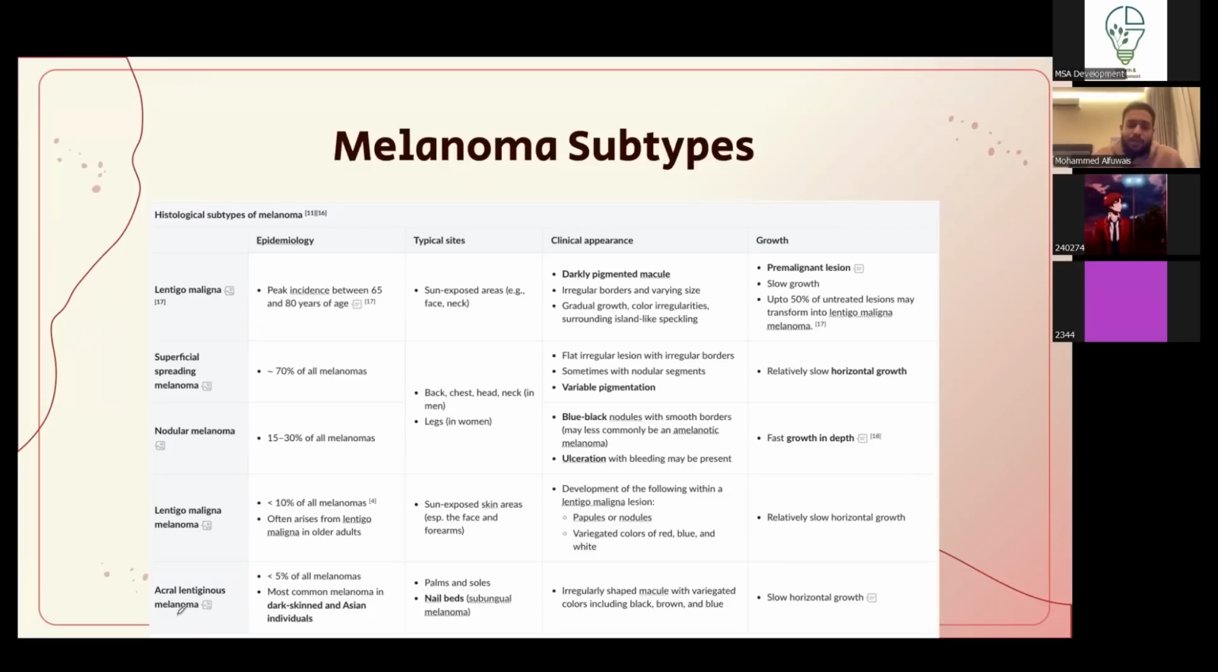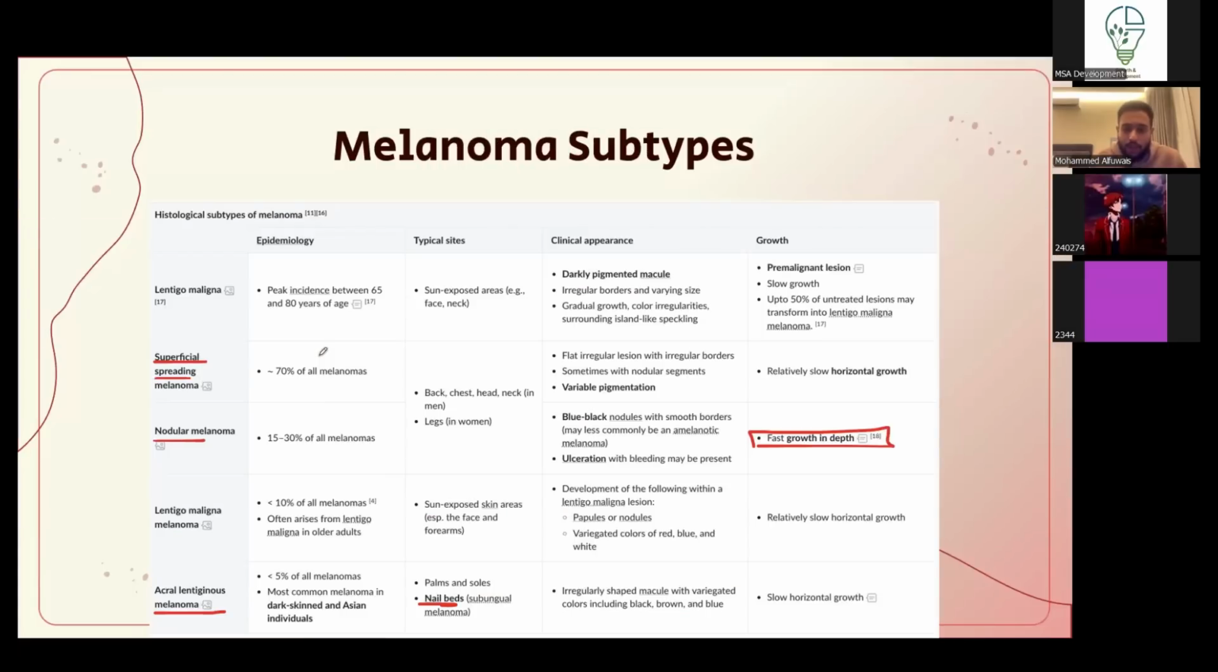All I want you to remember, which is a commonly asked question, is this. What is the most common melanoma in dark skin and Asian individuals, African Americans? Nail bed, or you can say the acral lentiginous one. Now, which one has the worst prognosis? Nodular melanoma. Why? Because it has very fast vertical spreading. And superficial spreading, as I mentioned, is the most common one. That's basically the melanoma subtypes.